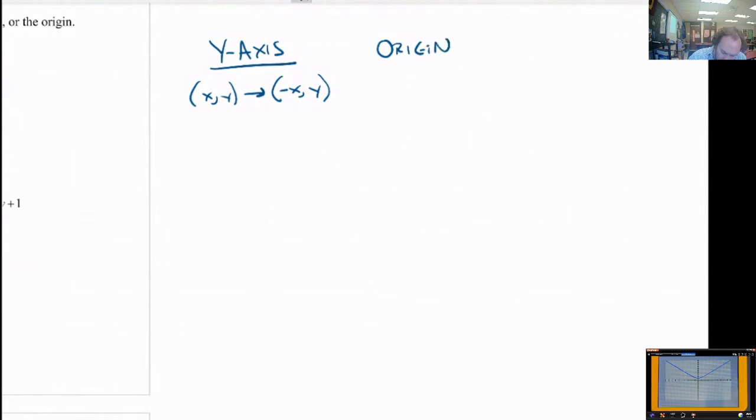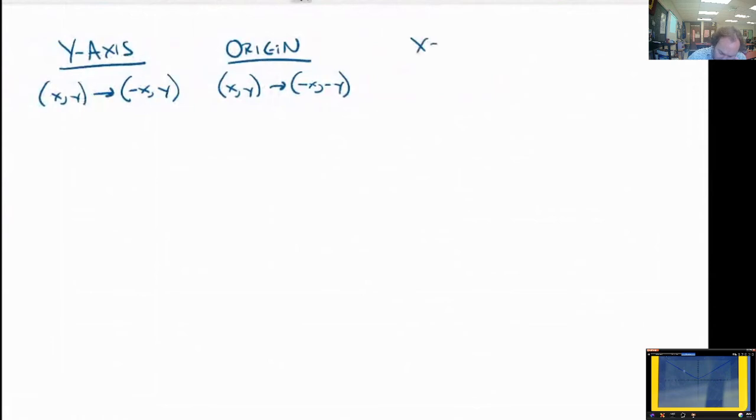We've already kind of talked about the y-axis and the origin, but let's review really quick. We're going to think about this in a little different way. Y-axis symmetry: if (x, y) works on the graph, then (negative x, y) also works. For origin symmetry, sometimes called 180-degree rotational symmetry, if (x, y) works, then (negative x, negative y) works. And for x-axis symmetry, if (x, y) is on the original graph, then (x, negative y) is also on the graph.